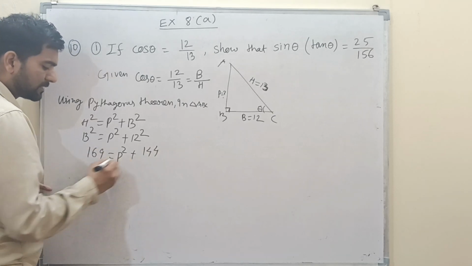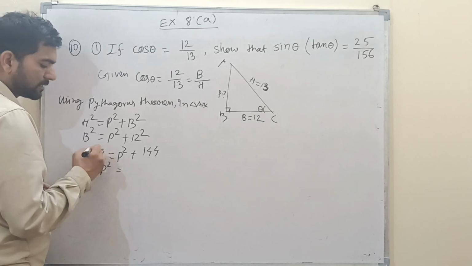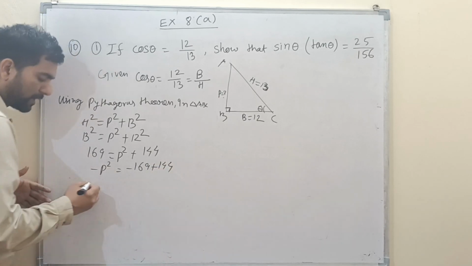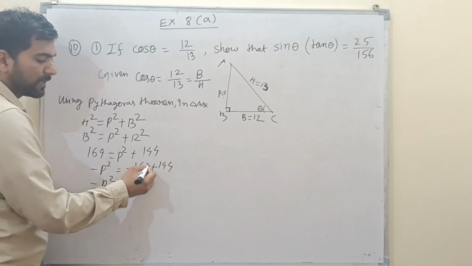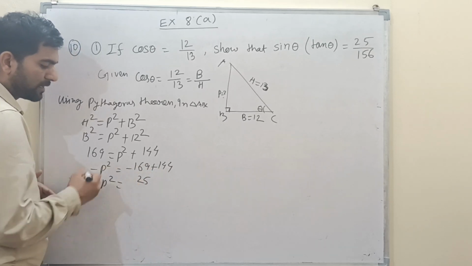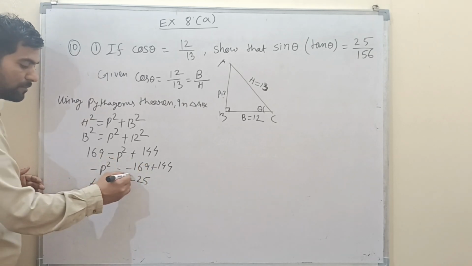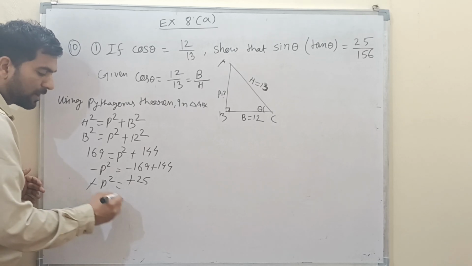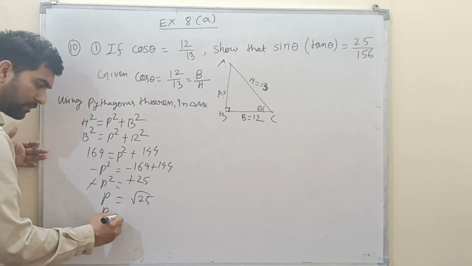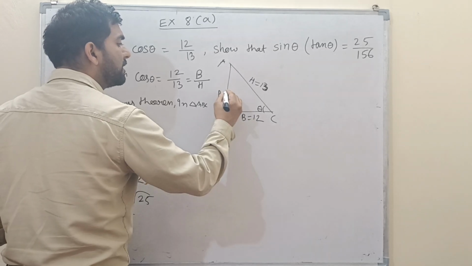So I will take 169 to the other side and p square this side. So p square is equal to 169 minus 144. 9 minus 4 is 5, 6 minus 4 is 2, so 25 we are getting here. So p square is 25, and p is root 25, which all of you know is 5. So the perpendicular we have obtained is 5.